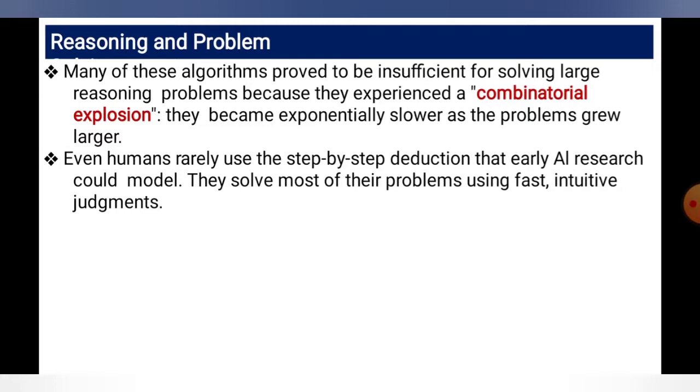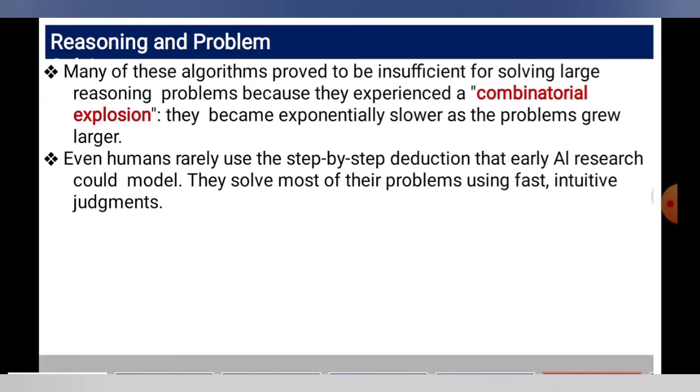Many of these algorithms proved to be insufficient for solving large reasoning problems because they experienced a combinatorial explosion. They became exponentially slower as the problem grew larger. Even humans rarely use the step-by-step deduction that early AI research could model. They solve most of their problems using fast, intuitive judgment.